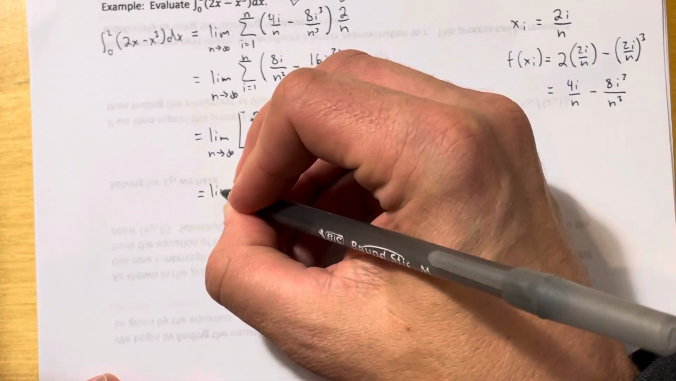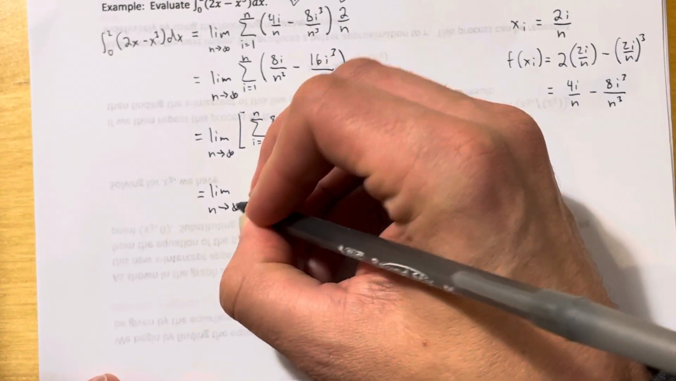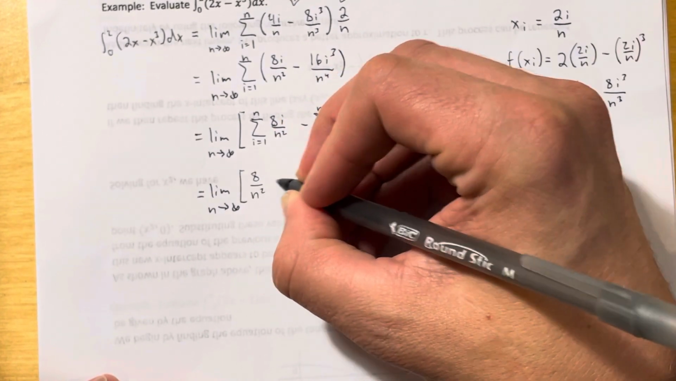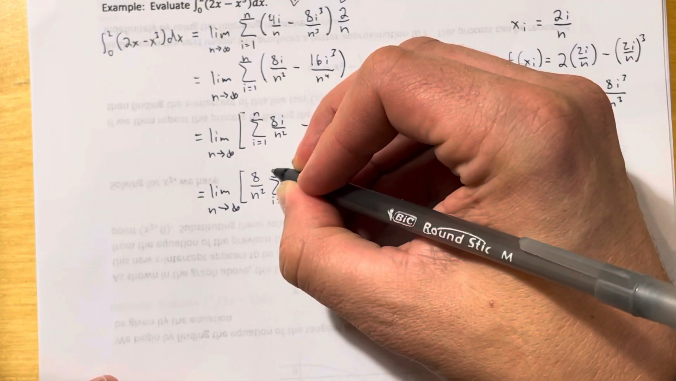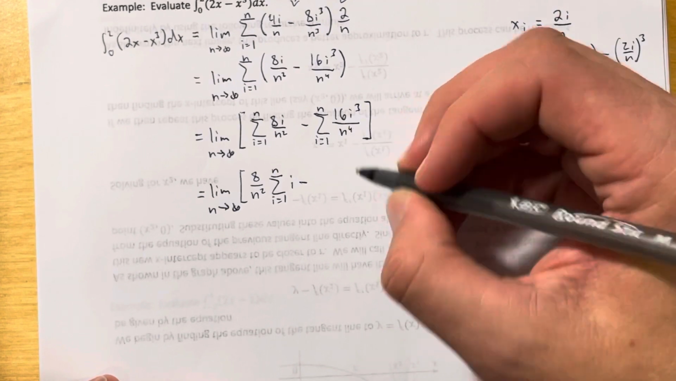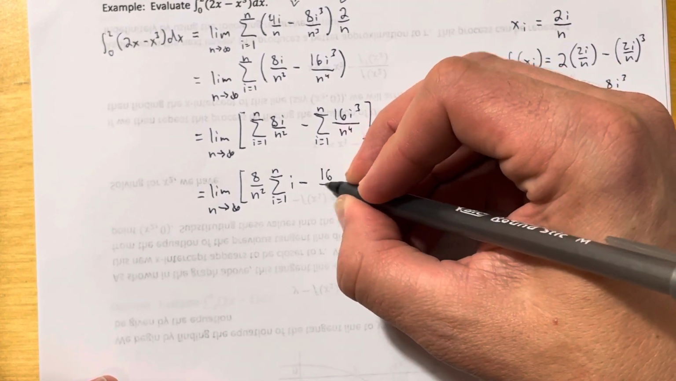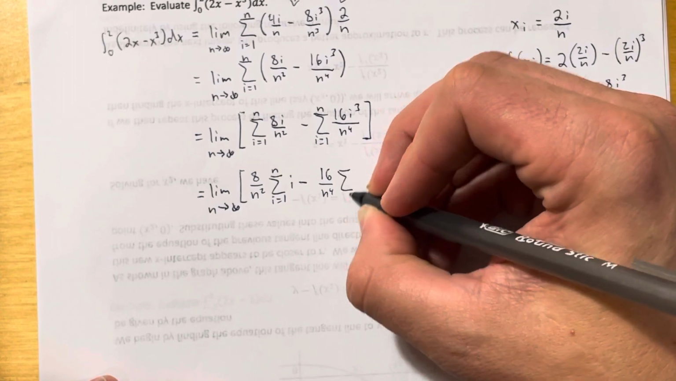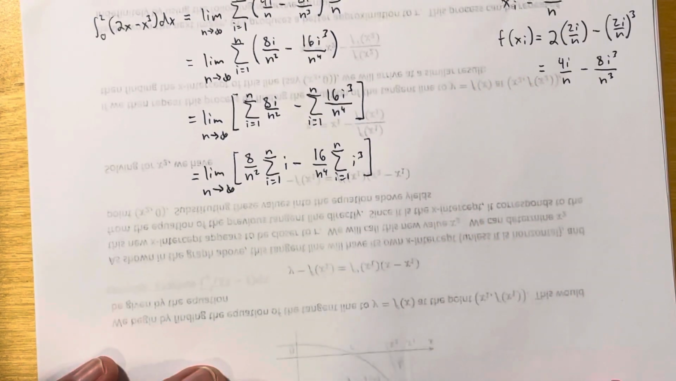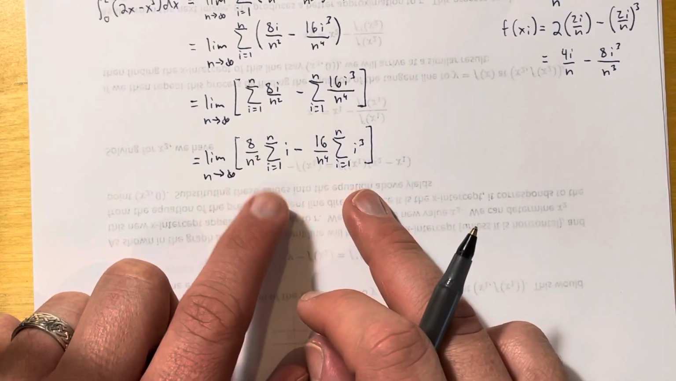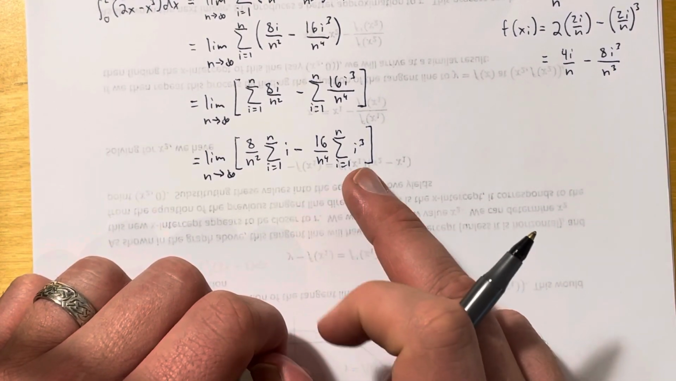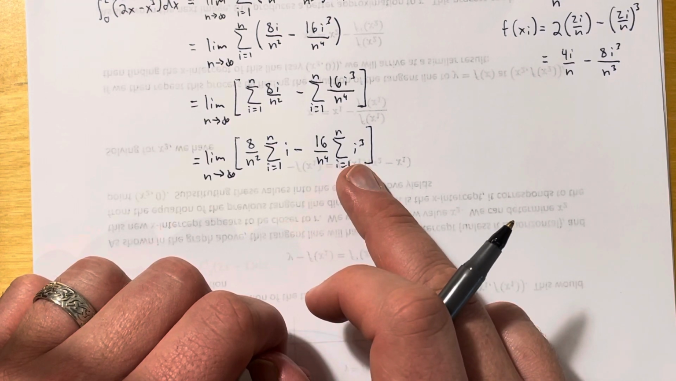So anything that doesn't involve an i can be brought out of the summation symbol, still kept within the limit though. So this is equal to the limit as n goes to infinity of 8 over n squared times the sum from i equals 1 to n of i, minus, I can bring a 16 over n to the fourth out, times the sum from i equals 1 to n of i cubed. The summations that are left are sums of powers of i: the sum of the first n integers, and the sum of the first n cubes.